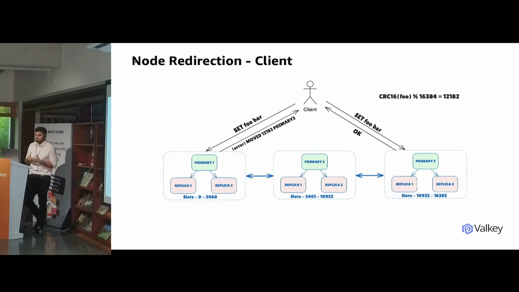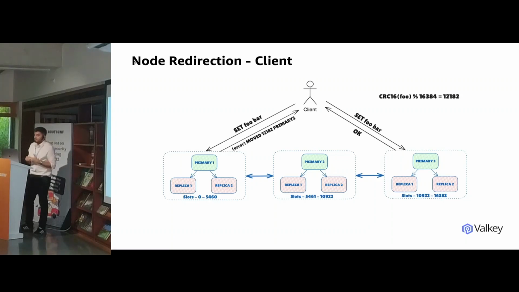And the slots which have been assigned to each of these primaries or shards: basically primary 1 has slots 0 to 5460, primary 2 has 5461 to 10,922, and the remaining is with primary 3. So if you perform a CRC16 and modulo it by 16,384 for foo, you would get the slot number as 12,182, which clearly doesn't line up with primary 1's slot ownership.